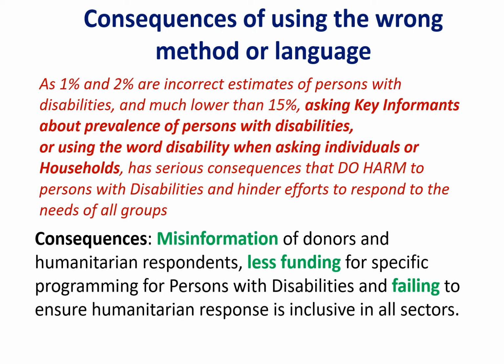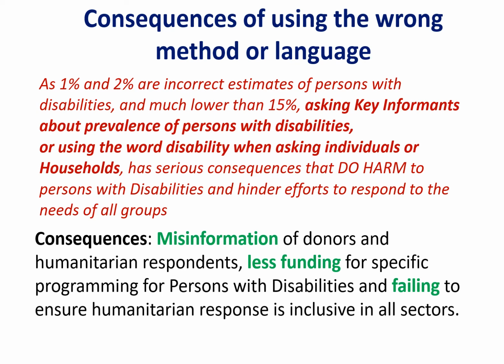Asking key informants about prevalence of persons with disabilities, or using the word disabilities when asking individuals or households, does harm to persons with disabilities and hinders the efforts to respond to the needs of all groups. So as a consequence of using the wrong method and language, we misinform both donors and the humanitarian community. We probably will obtain less funding for specific programming or for ensuring that all humanitarian response is inclusive of persons with disabilities.